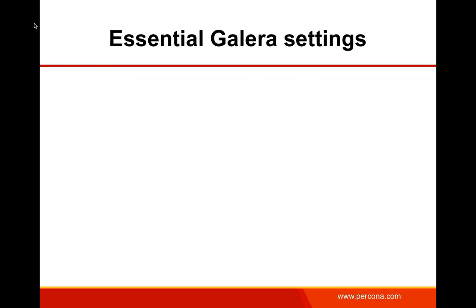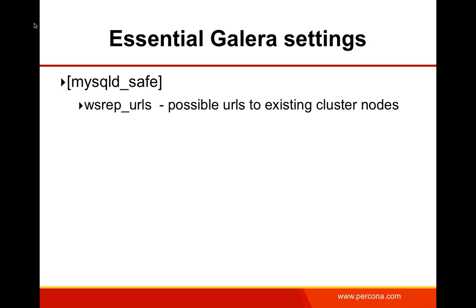So the essential bare minimum settings that you need to have for Galera to run, we're starting off in the mysqld_safe section with a variable called wsrep_urls. If you've played with Galera or XtraDB Cluster in previous versions, you may not have seen this. This is new, but it's effectively just a list of possible nodes that might be in the cluster. It'll go through those and try to find one that's alive, and if it finds one, it will connect to that, and then the node will join the cluster. I'll talk a little bit more about this in a bit.